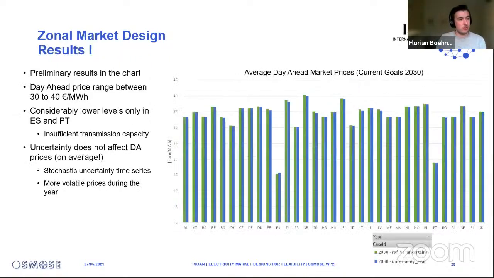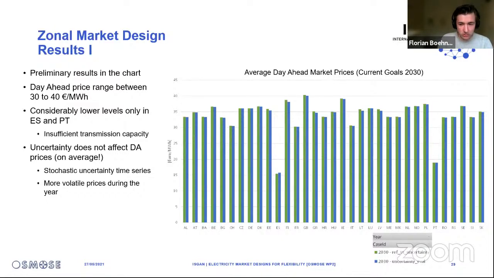Now we can hop on to the results. As Maxime and Christoph said, they are preliminary, but whoever finds something suspicious, please let me know, so we can adapt or have a look into it afterwards and get better results by the end of the project. On the right-hand side, I plotted the average day-ahead market prices for all countries we are looking at for the 2 scenarios Christoph initially mentioned. The green bar represents the no uncertainty case, and the blue bar represents the uncertainty case.